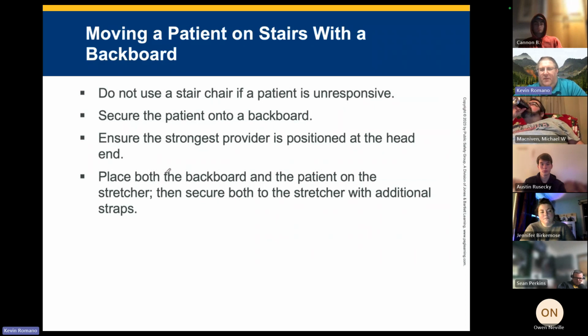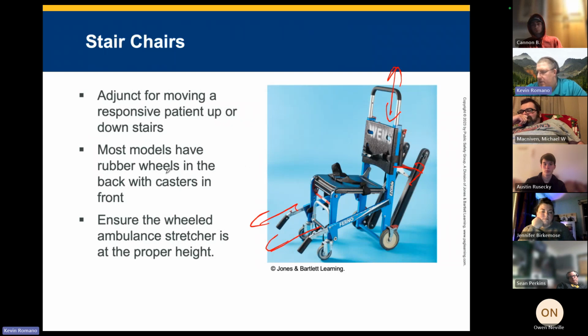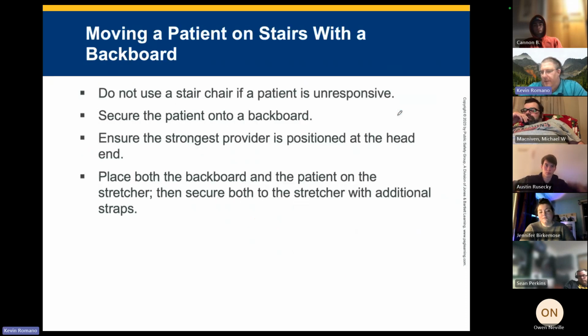Right. So, moving a patient on the stairs with a backboard. Let's see if I can draw this out for you on a bigger screen. Do not use a stair chair if the patient is unresponsive. However, Stryker has a headband that goes on this part right here. They make a black Velcro headband that goes across like this. You literally can strap your patient's forehead in. So they have those options too. But again, if they're on a backboard, you've got to make sure you strap them in right.